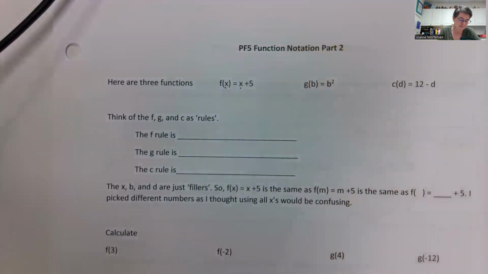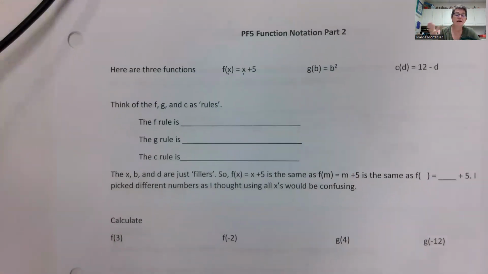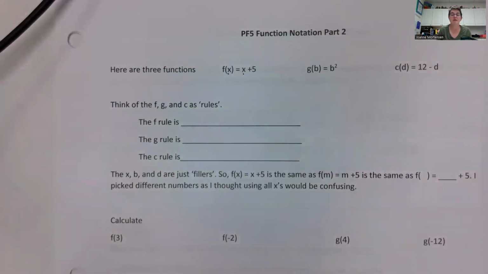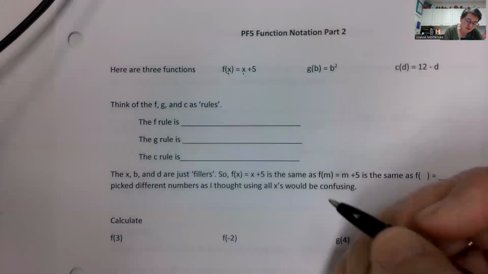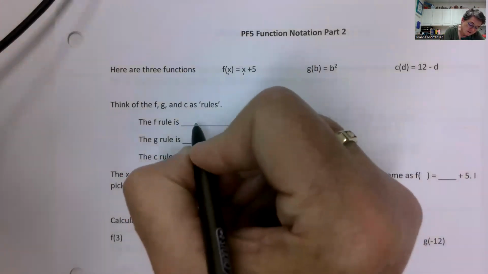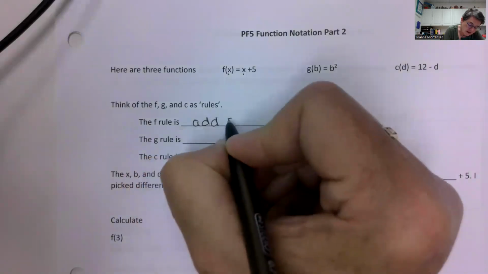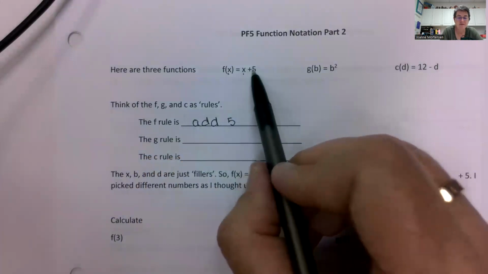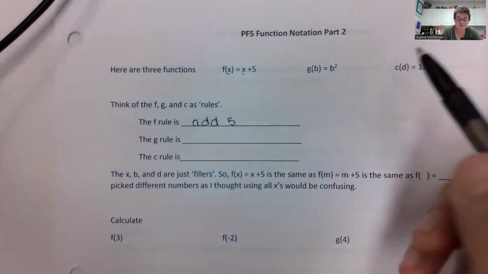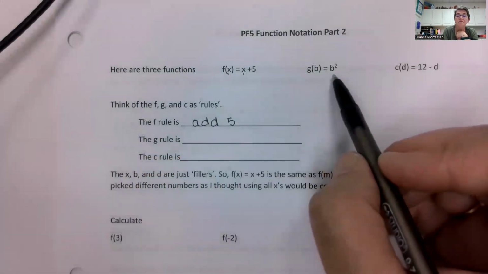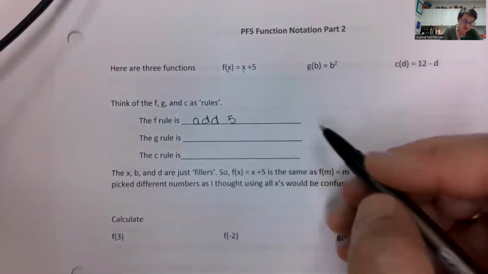Okay, anyway, the way I understand these things and what works for me is that the f, the g, and the c just describe different rules. So the f rule says take a number and add 5. Whatever I start with, add 5. Done. That easy. What does this one say to do? Square the number.